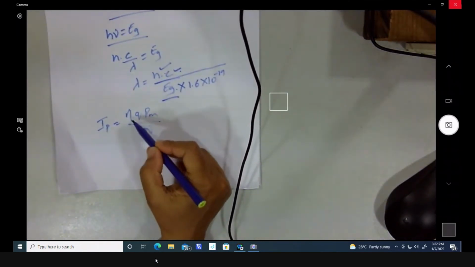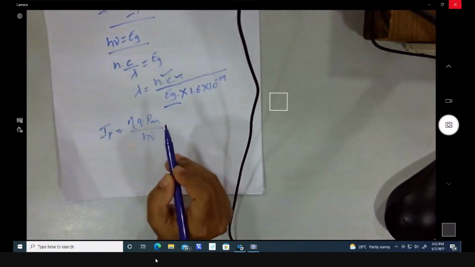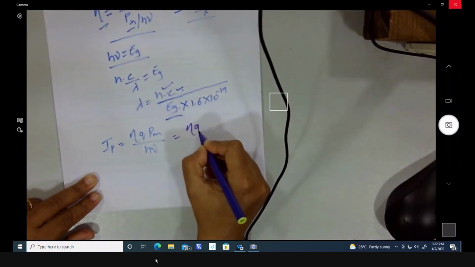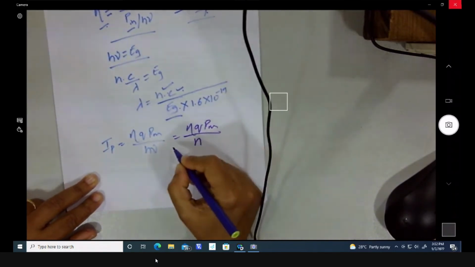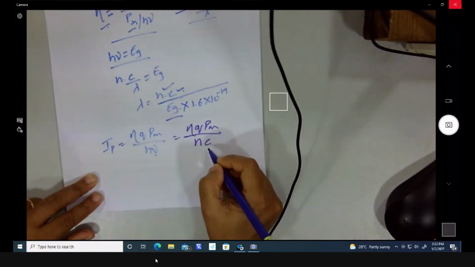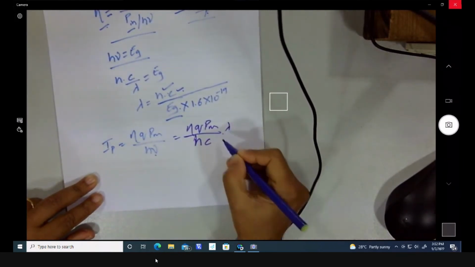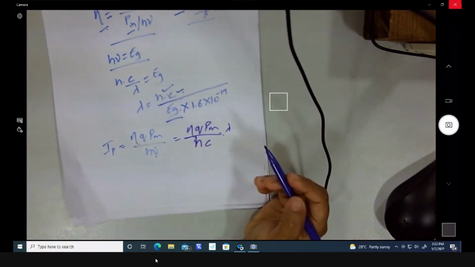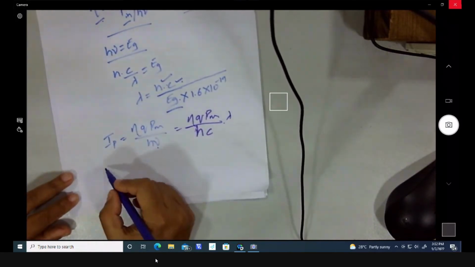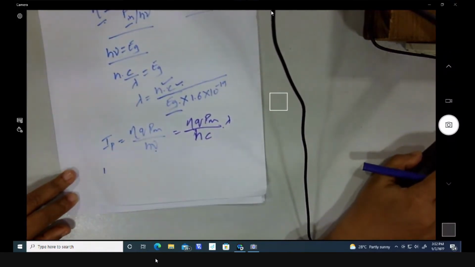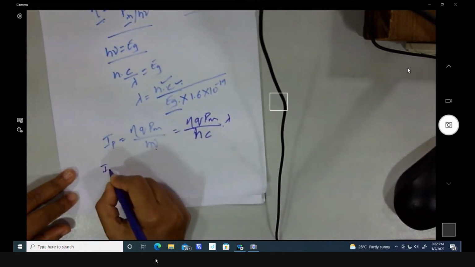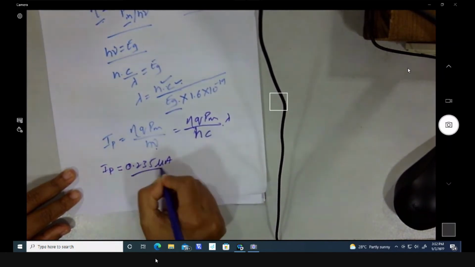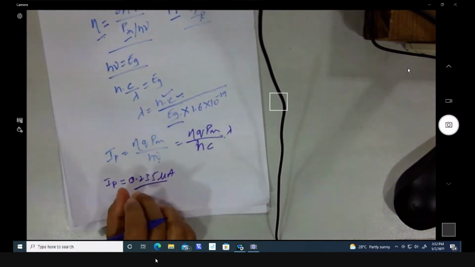Okay, then here efficiency is Q P divided by H into mu. They have given wavelength, not frequency, so this will be equal to Q P divided by H into mu, where we have to take mu as C by lambda. H is the Planck's constant, C is 3 into 10 to the power 8 meters per second. If you calculate from this, we will get IP equal to 0.235 microamps.